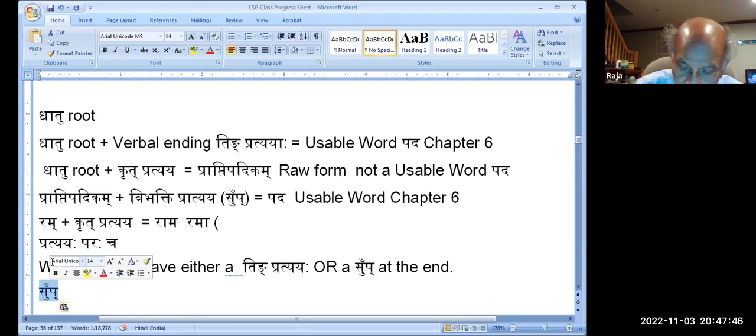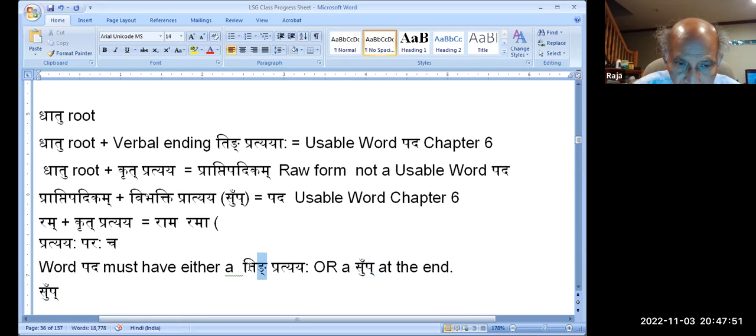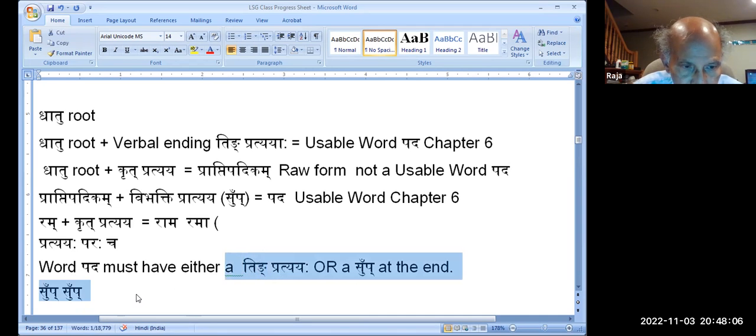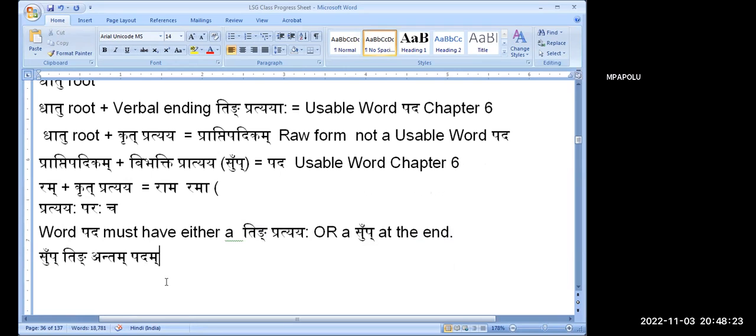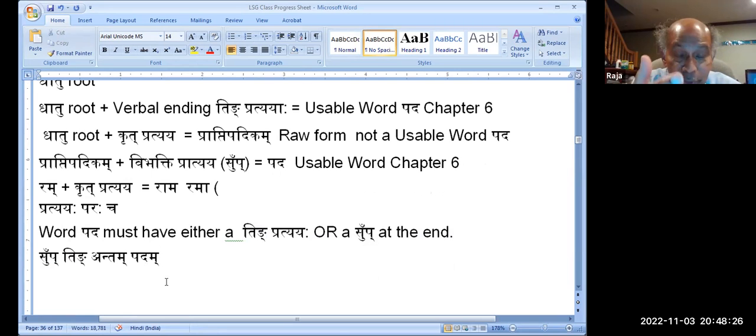Sup, ting. What is a pada? Sup-ting, at the end, antam, padam. That's a rule. But without a dhatu, you cannot create a word. It has the dhatu at the beginning.